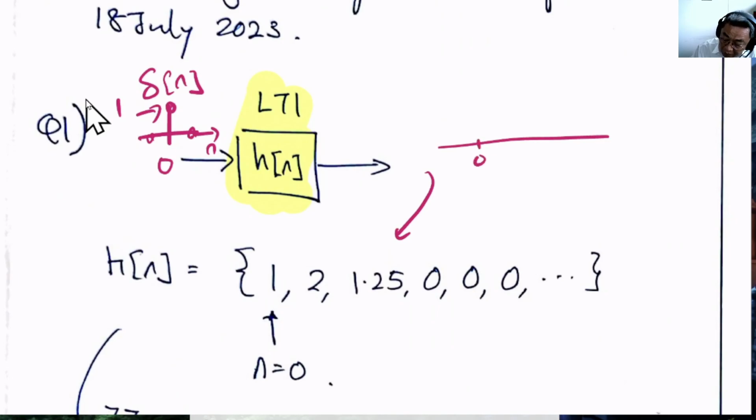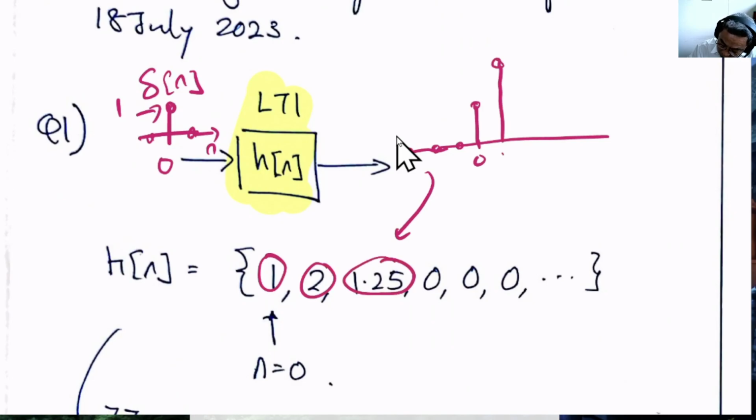Before time 0, all the values are 0 because we're assuming that the system is causal and relaxed. Causal means that only when the impulse comes do we have the output. Relaxed means that before the input comes, the value of the output is 0. The first value is 1. The second value is 2. The third value is 1.25. The fourth value and the rest are all 0. So this is h of n.